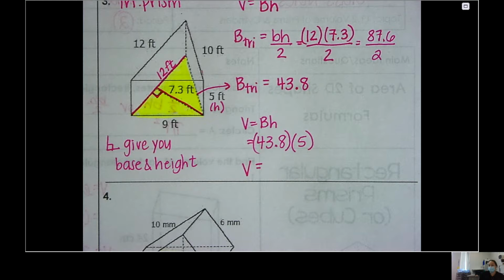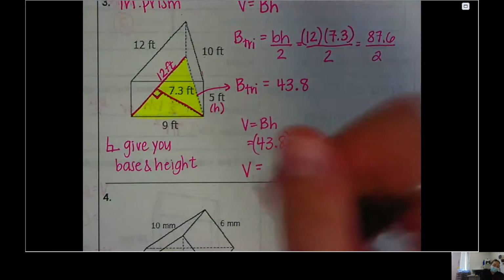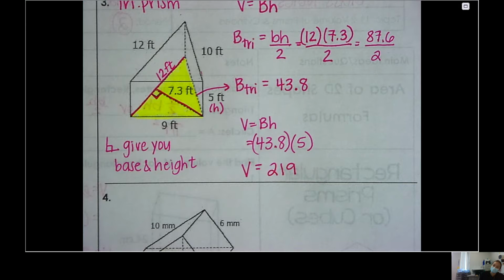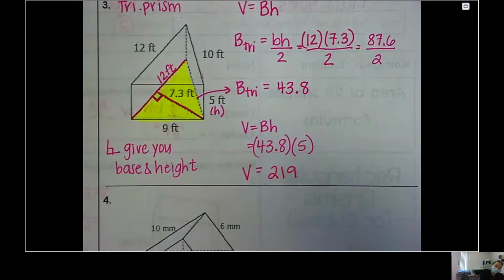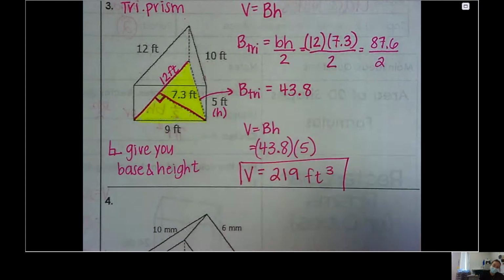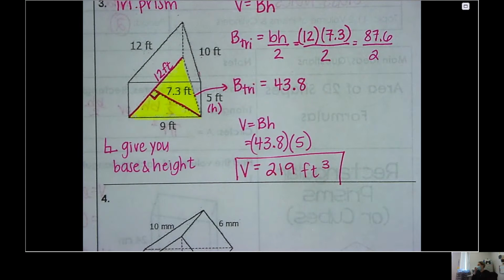Okay, what number did you get? 219. And what do you label it as? Feet cubed. Very nice. Feet cubed. Whew. Okay. That was a toughie.